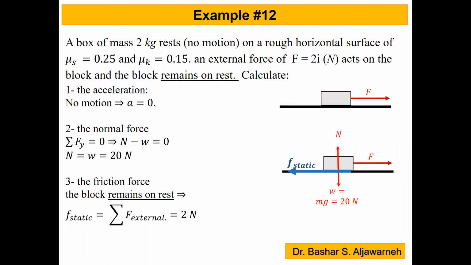A box of mass 2 kilograms rests on a rough horizontal surface. Mu s and mu k are given. An external force of 2 i hat, which means the direction of the force is to the right, and therefore the direction of the motion is to the right, acts on the block and the block remains at rest. There is no motion. First, calculate the acceleration, the normal force, and the friction force.